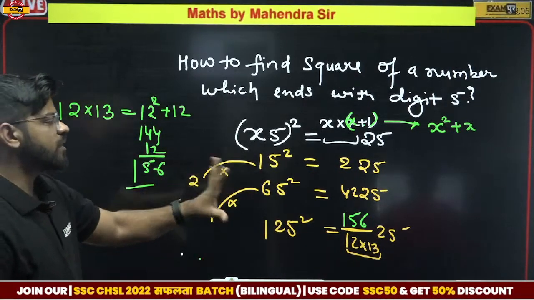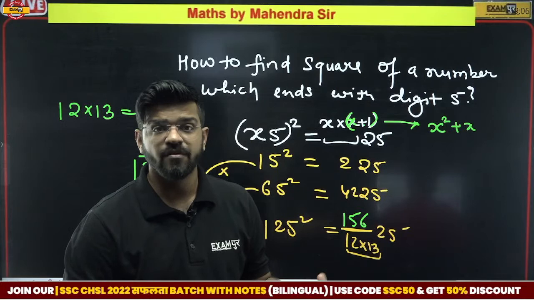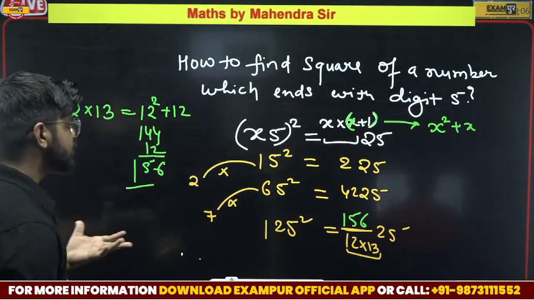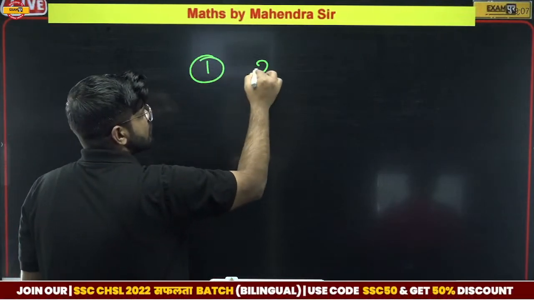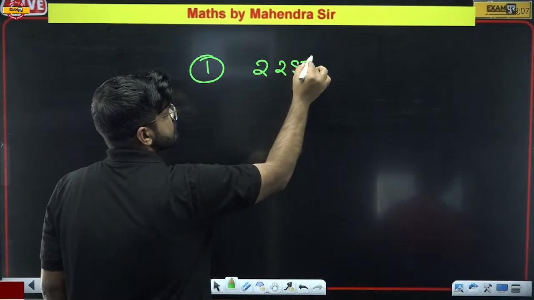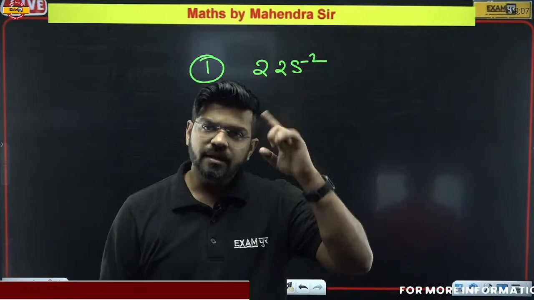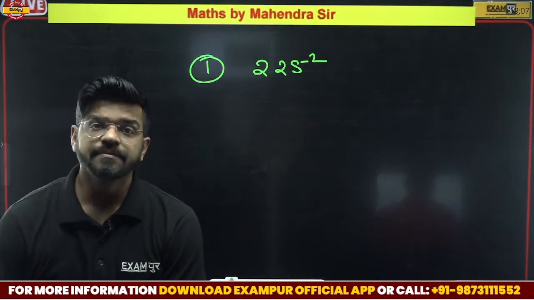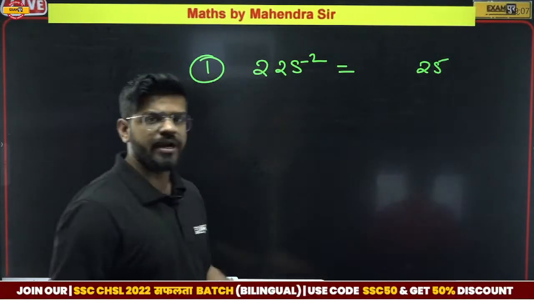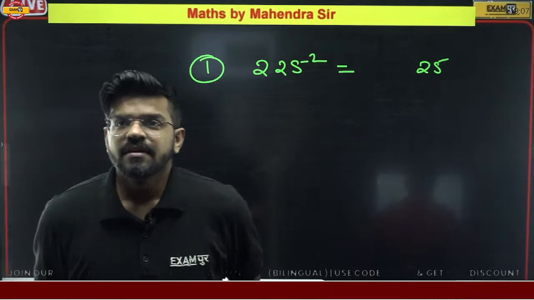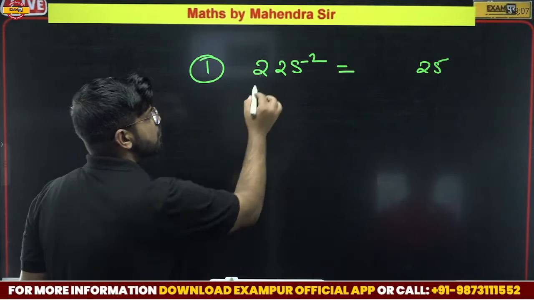So this is how we calculate the squares of a number ending with digit 5, or which has unit digit 5. Now tell me the square of 225, and try to calculate it in your mind. We know that in the last two digits we have 25. So here we have to calculate what?